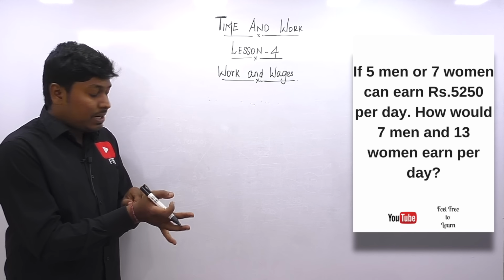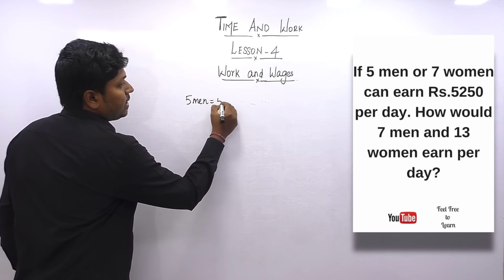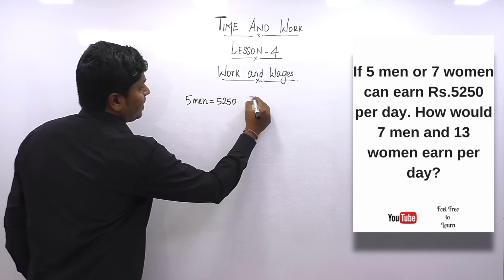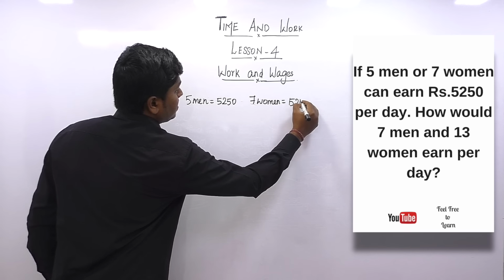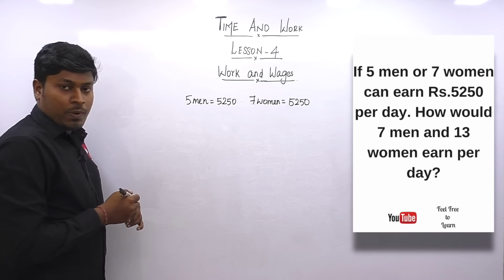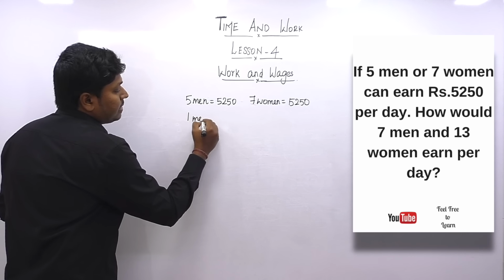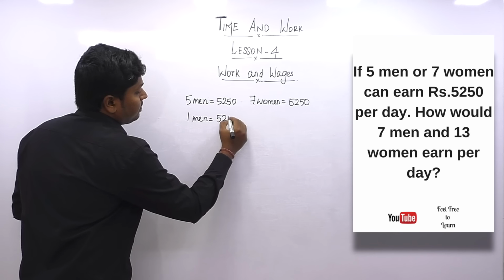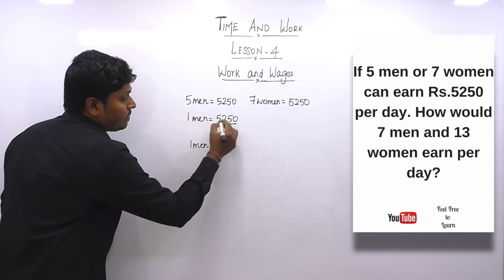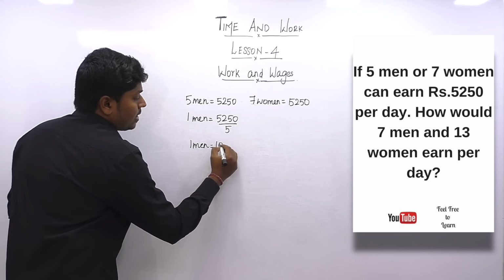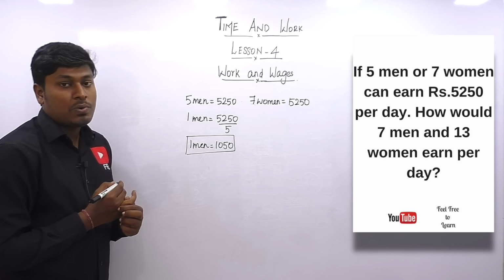Simplest question. They are saying that 5 men earn 5,250, or otherwise 7 women earn the same amount, that is rupees 5,250. So let me do one thing. If 5 men earn 5,250, then 1 man earns 5,250 divided by 5. So we can say that 1 man's 1 day work, that is 1 day salary, will be 1050. So per day 1 man will earn 1050.